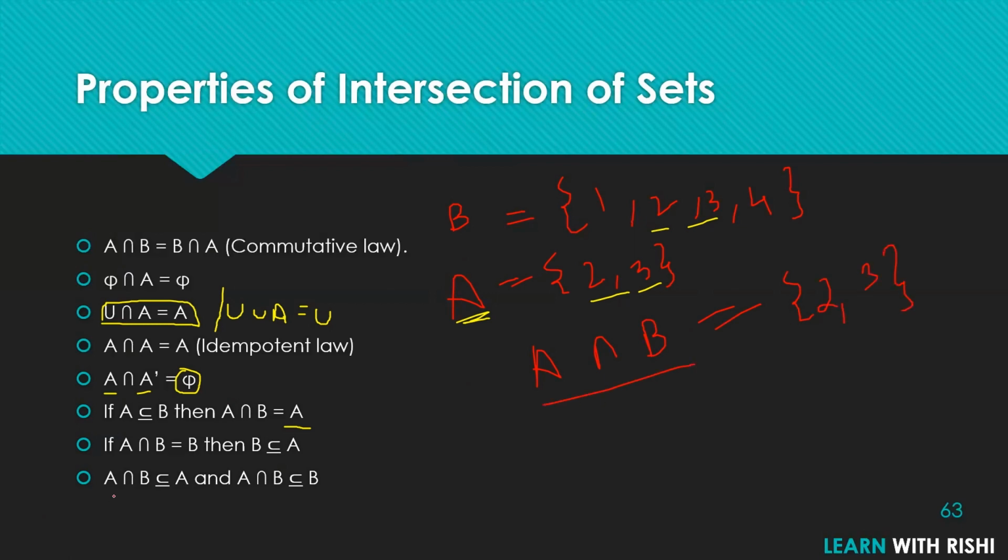Now A intersection B is a subset of A. Is it a subset of A? Yes. Every element of A intersection B is present in A. Yes. So this is correct. Next, A intersection B is also a subset of B? Yes, because each element from A intersection B is present in B. So this is also correct.